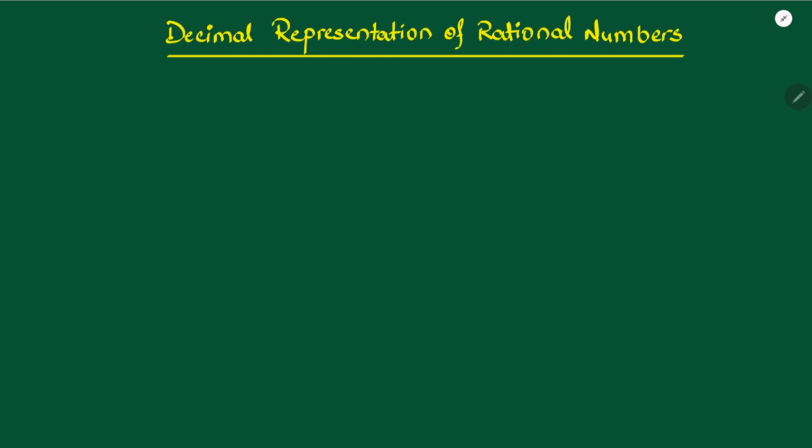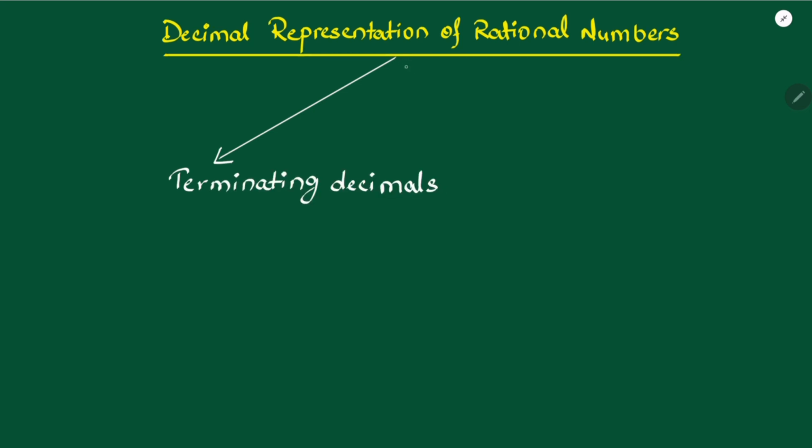Now let's talk about decimal representation of rational numbers. So rational numbers can either be terminating decimals or repeated decimals. So there are two cases here. The first case is the rational number can be terminating decimals, or it can be repeated decimals. Now let's take some examples for both of the cases.